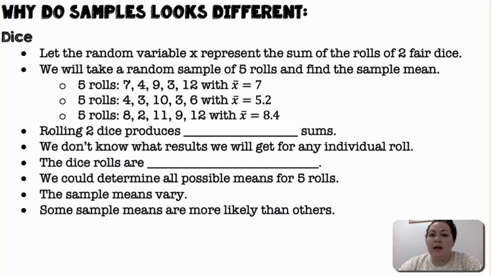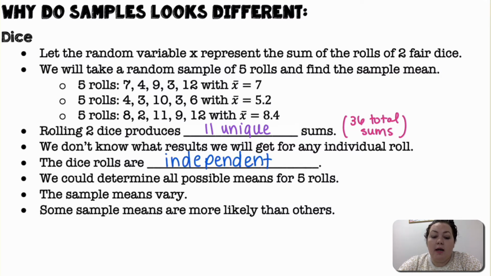All right, so I did this again. I did another 5 rolls of 2 dice, added them together, found their sums, averaged them, found the sample mean. And again, all right, so rolling 2 dice produces 11 unique sums, and there's 36 total sums, like all the possibilities, right? We don't know what results we get from any individual roll.